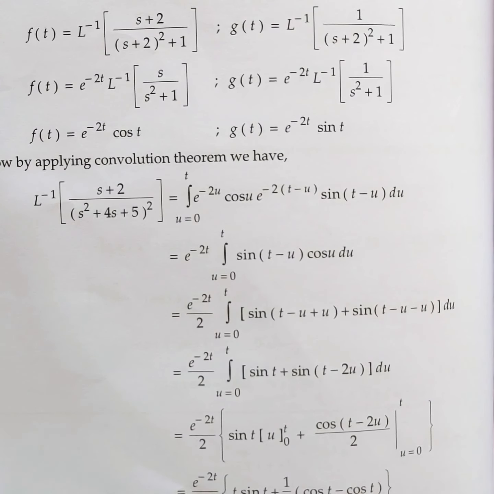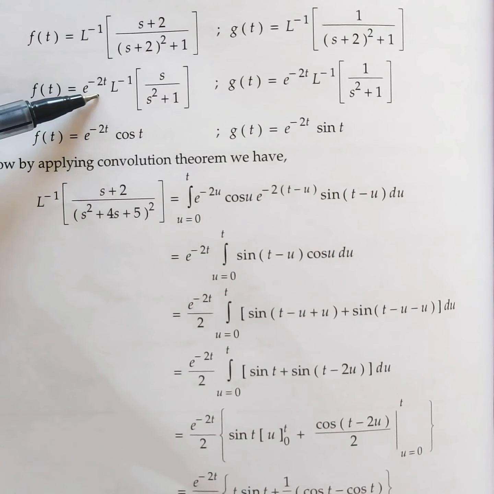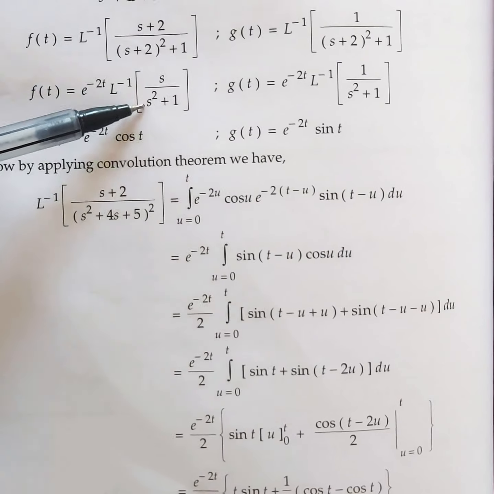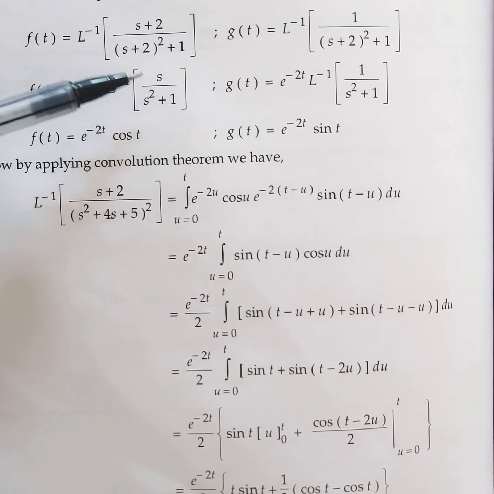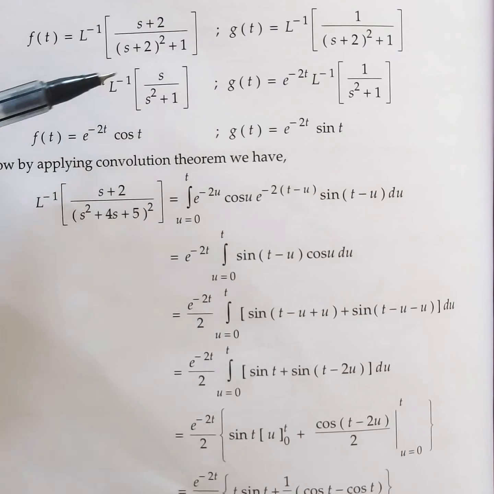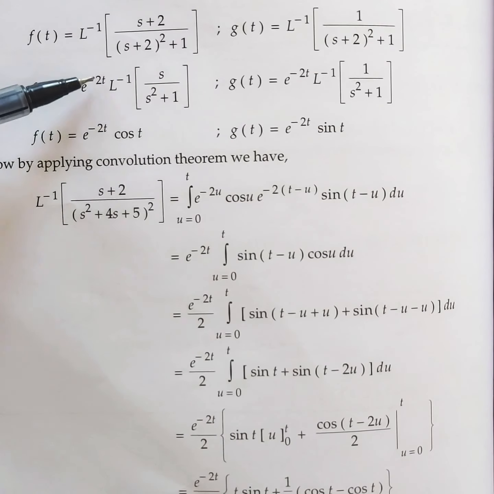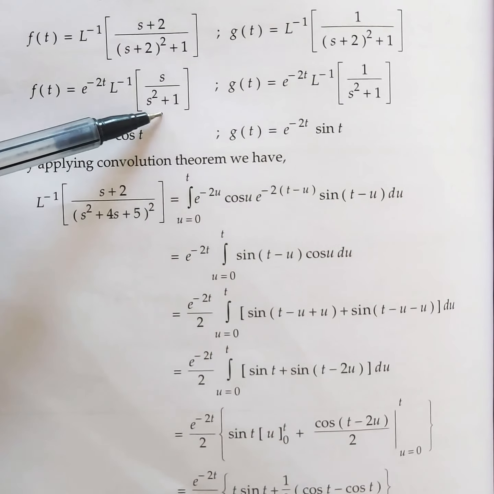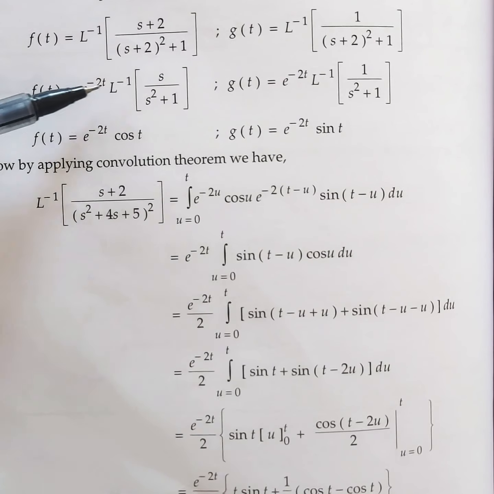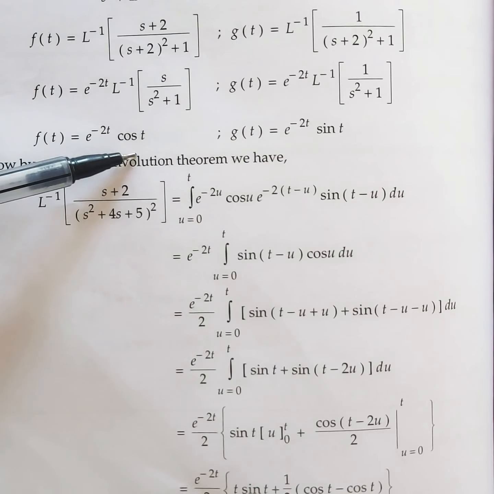Now, we are done with this f of t. So it is e power minus 2t into L inverse of s by s square plus 1. Now this is a direct formula. What is it? Cos t. And you won't include this inside. When I showed that formula, it's e power at into L inverse of f bar of s. So e power minus 2t into L inverse of s by s square plus 1. This is a direct formula, cos t.